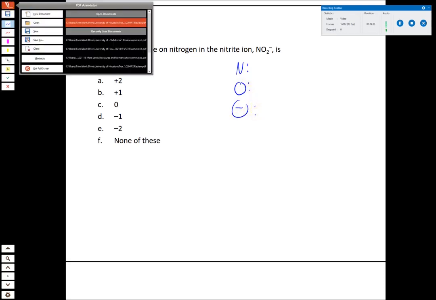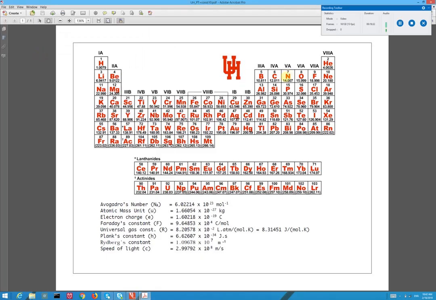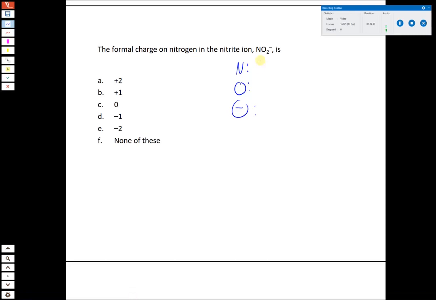If we go to the periodic table, nitrogen is group 5, so that contributes 5 valence electrons. Oxygen is group 6, so each of those contributes 6. So we have 5 electrons from nitrogen, 2 times 6, which is 12 from oxygen, and then our negative charge adds one. So this is going to be an 18 electron structure. Did I calculate that right? 17 plus 1 is 18, correct? All right, so 18 electrons for NO2 minus.